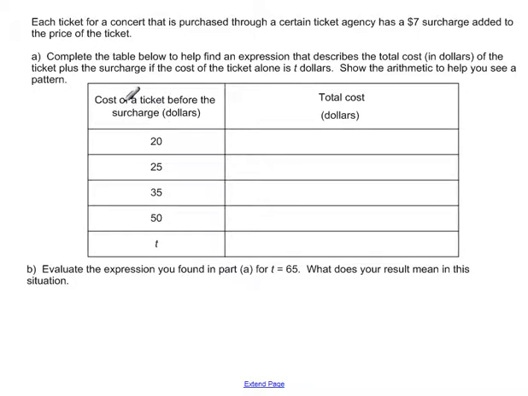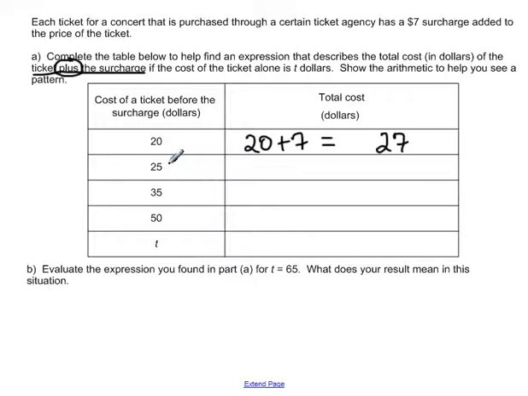So in the table, we're given the cost of the ticket before the surcharge, and then we're going to try to find the total cost once the surcharge is added on, because they tell us that the total price of the ticket is going to be the ticket plus the surcharge. So we see that word plus, so we know that the surcharge is going to be added to this price. So if the ticket costs $20, with the surcharge it's going to cost $27, right? Where does that $27 come from? It comes from the fact that I took the cost of the ticket and then I added $7 to it to give me the $27.